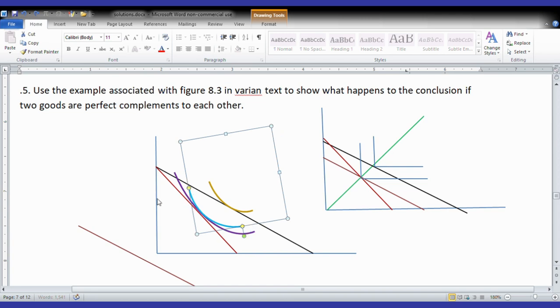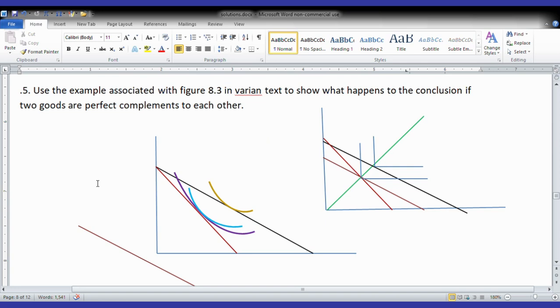My computer actually is not working well. So see that this is not moving. Alright, now.